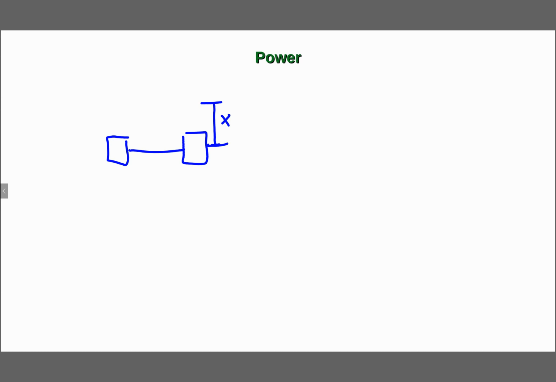Now, if I raise the bar some height, x, then the work that I do on the bar is equal to the force that I applied to the bar times x, in the vertical direction. So this was actually F dot x. If I'm raising the bar vertically, I'm only doing work for the portion of the force that's in the vertical direction.